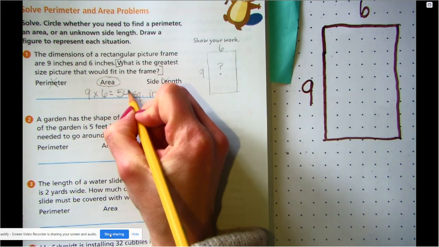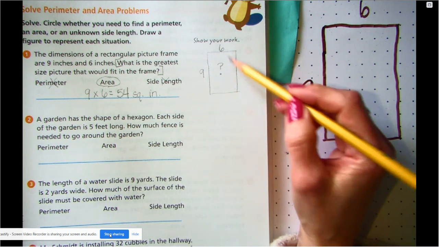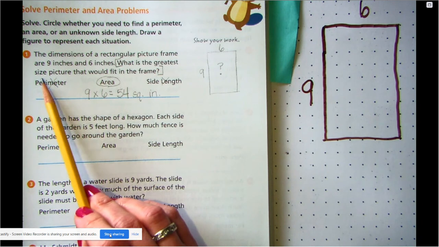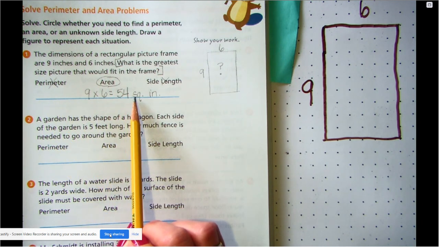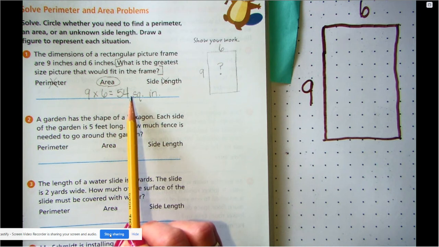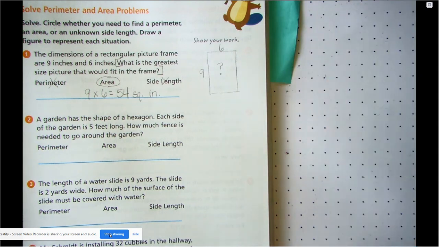So our area is 54 square inches on the inside. So the greatest size picture that would fit in the frame could be 54 square inches. If it's bigger than that, it's not going to fit. Okay, I'm going to erase this drawing and we're going to keep moving on.